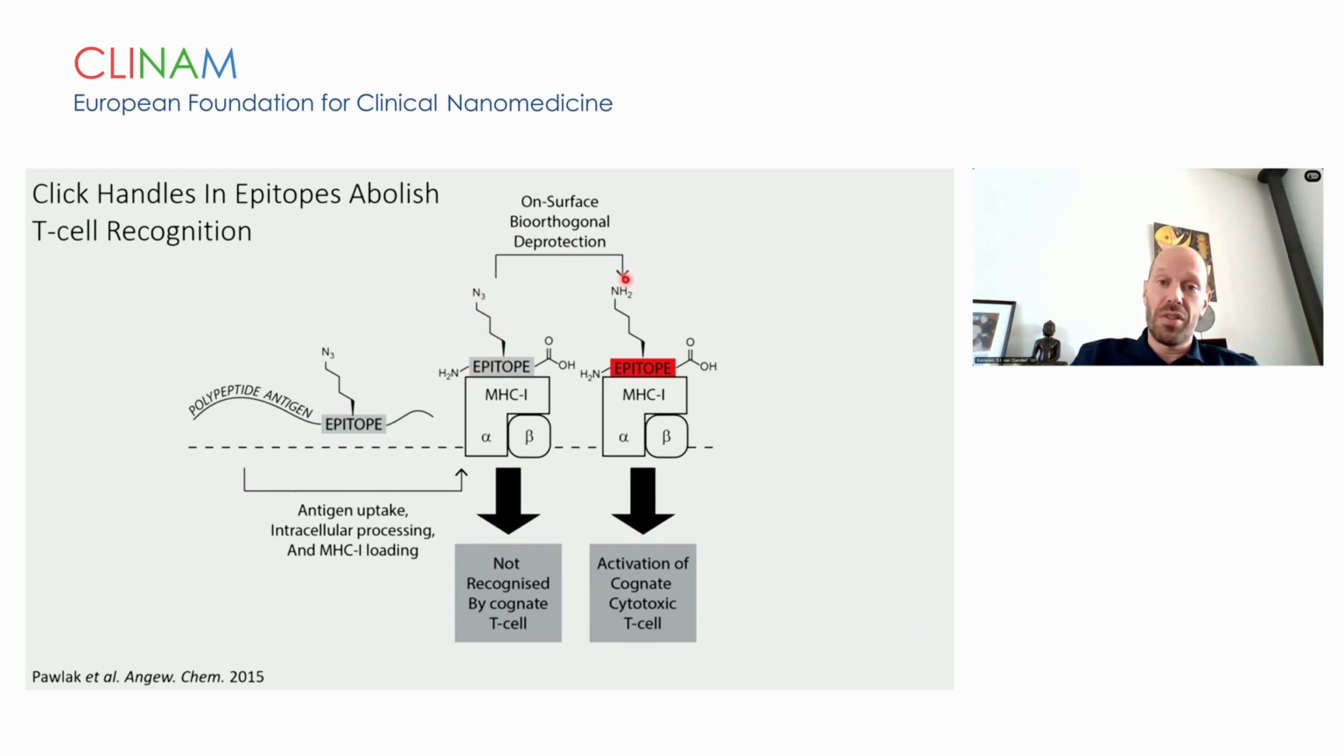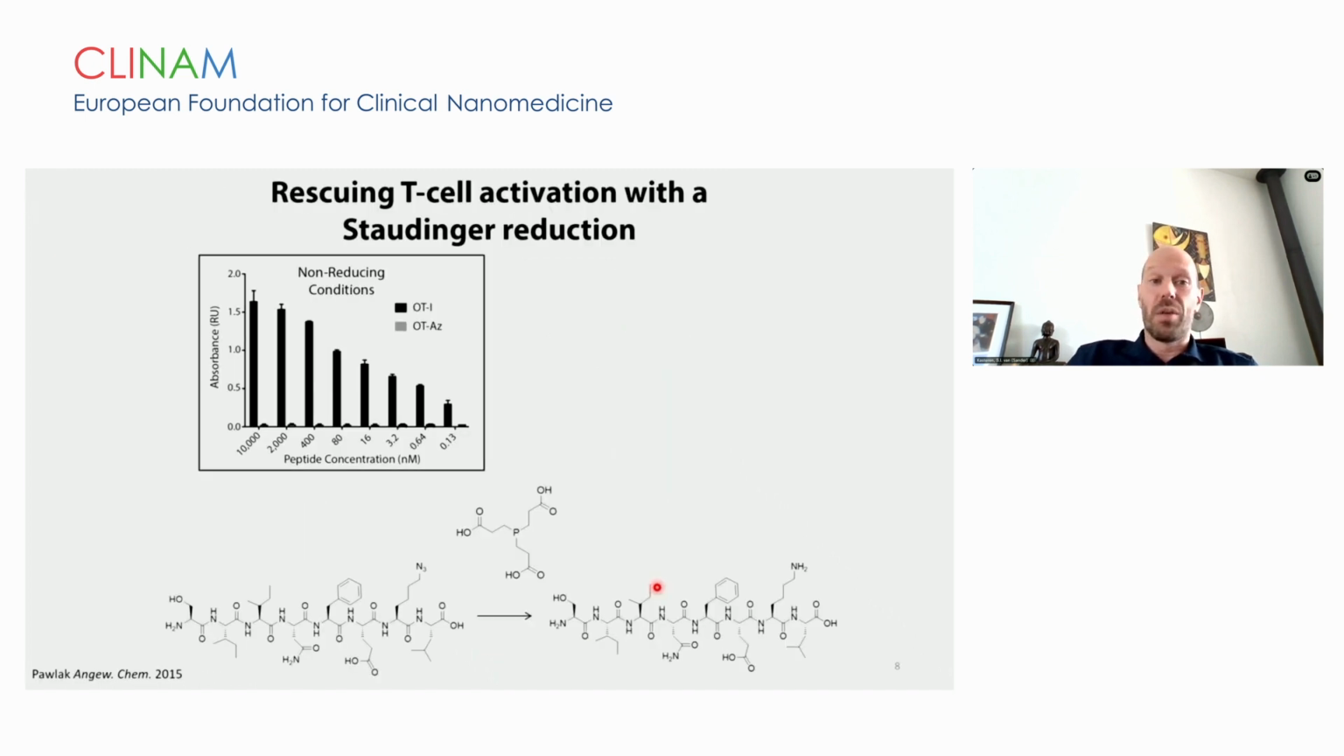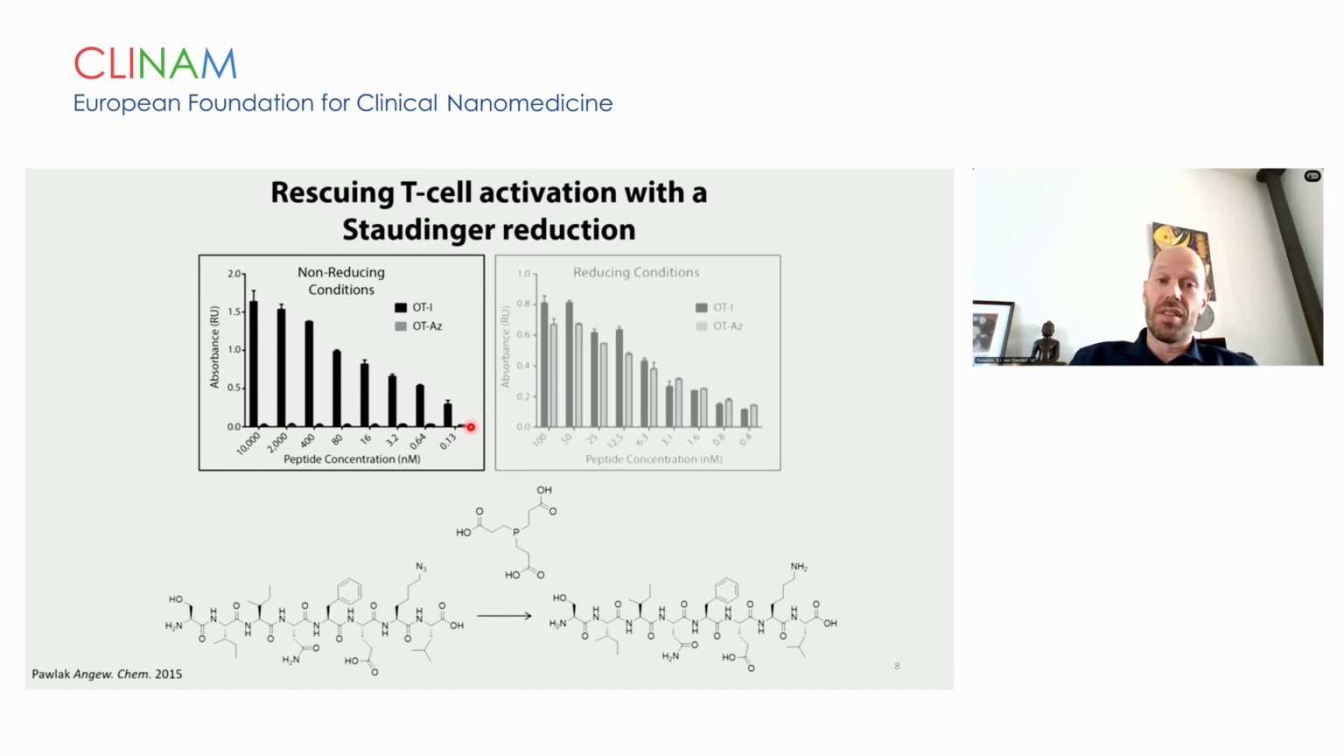Then after doing chemistry on the cell surface, we can reduce this azide back to the cognate amine and control chemically the activation of a T cell. It works really quite cleanly. So this is T cell activation in concentration of the long peptide, of the wild type peptide, and of our azide modified peptide. So we can completely kill T cell recognition. And then upon addition of a reducing agent, a phosphine reducing agent, we can rescue the majority of the T cell response on the surface of the cell.